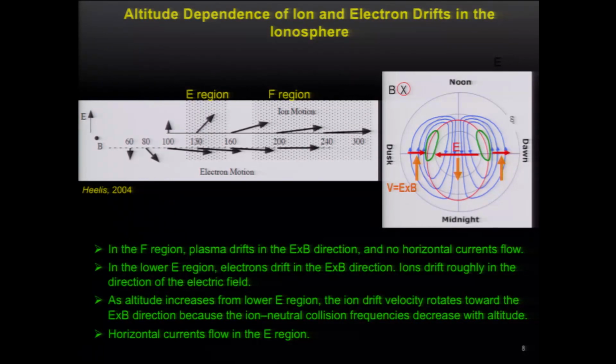In the lower E region, because of frequent ion-neutral collisions, the ions will deviate from the E cross B drift. It will have a large component actually parallel to the electric field, right here. But the electrons are basically not affected. This different drift between the positive and negatively charged particles enables horizontal currents to flow in the E region.